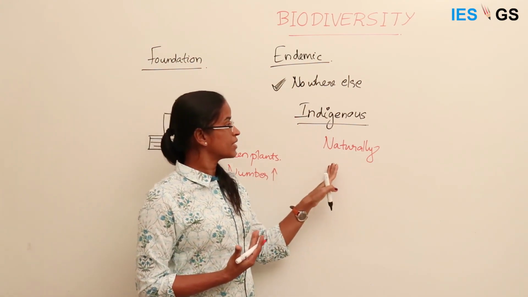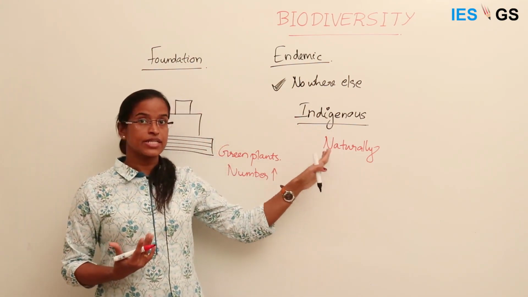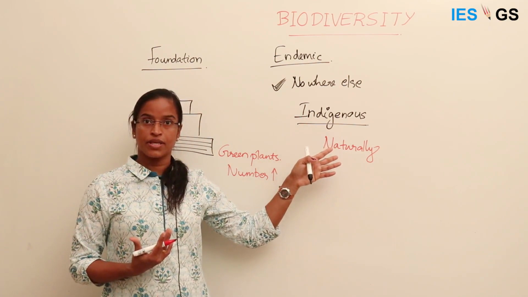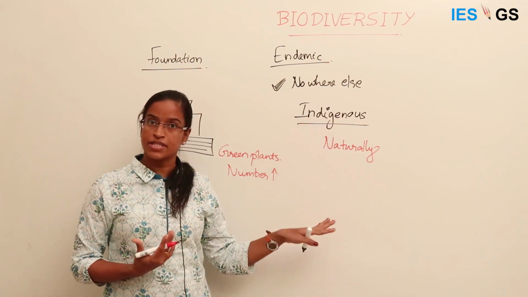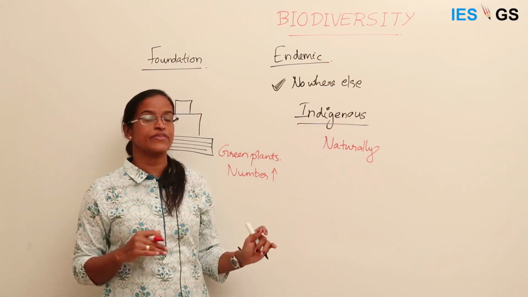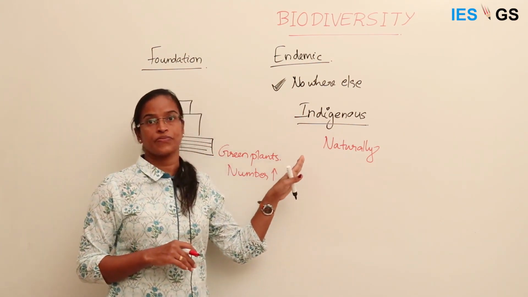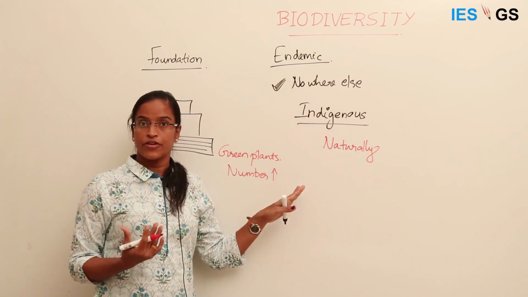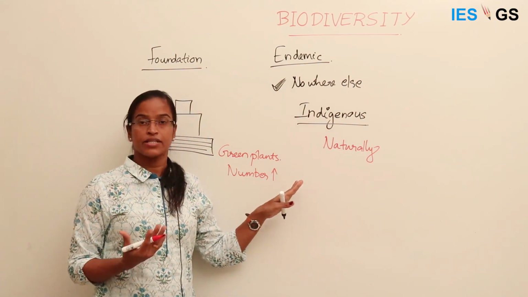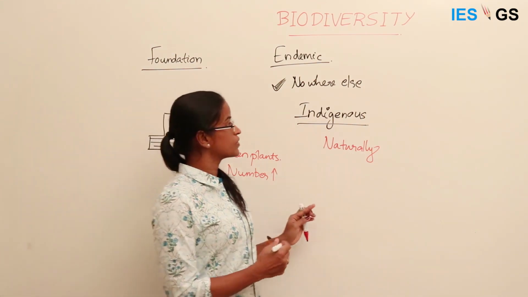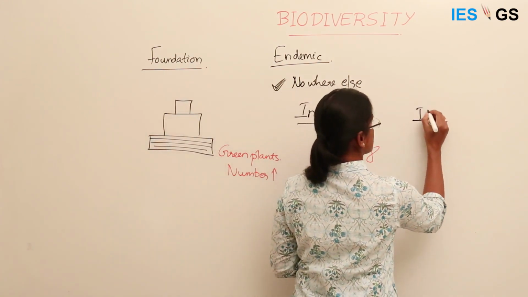For example, we can tell that the kangaroo is indigenous to Australia because it evolved there and is present there naturally. It didn't come from anywhere else. We have many indigenous species in India also, like certain kinds of trees such as neem. And the opposite is invasive species.